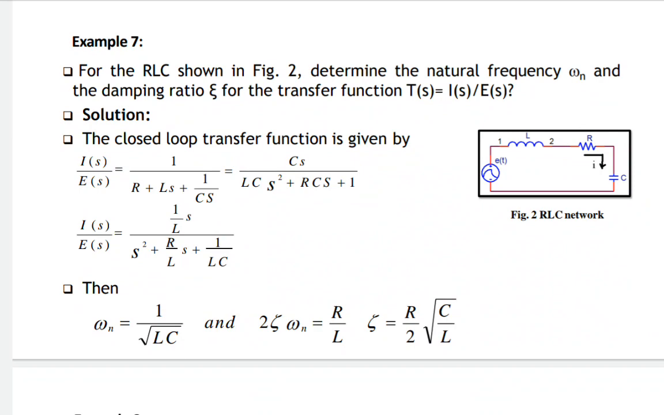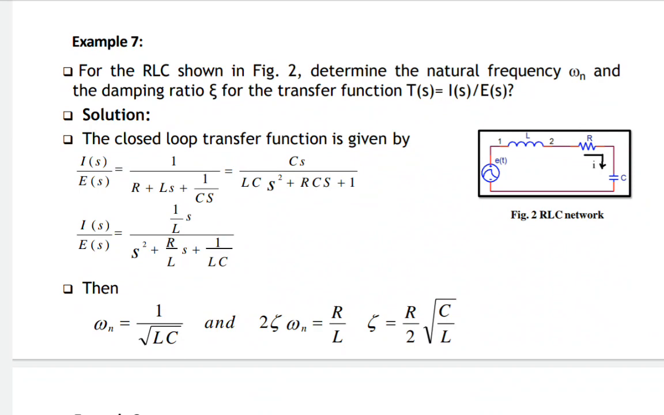Already you are very much familiar with the electrical circuit, so directly we can apply those. I of S by E of S is 1 by R plus Ls plus 1 by Cs. Those are the Laplace equivalent passive parameters: the Laplace equivalent of an inductor is SL, and of a capacitor is 1 by Cs. So when generating the transfer function, I of S by E of S is equal to Cs by L Cs square plus RCs plus 1.